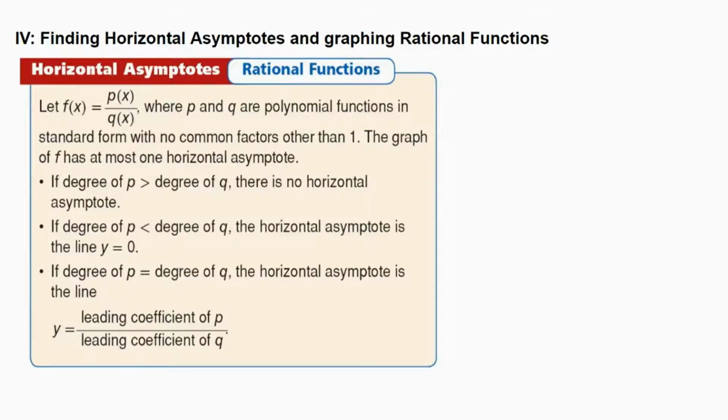All right, our next objective is finding horizontal asymptotes and then using those to graph rational functions. So now we found zeros, we found vertical asymptotes, but there are some specific and special cases that we need to consider to find horizontal asymptotes. And here they are explained in this summary. So it says, let f of x be a rational function where we have two polynomials in a ratio. And it says standard form, no common factors other than one, so that means that nothing factors or cancels.